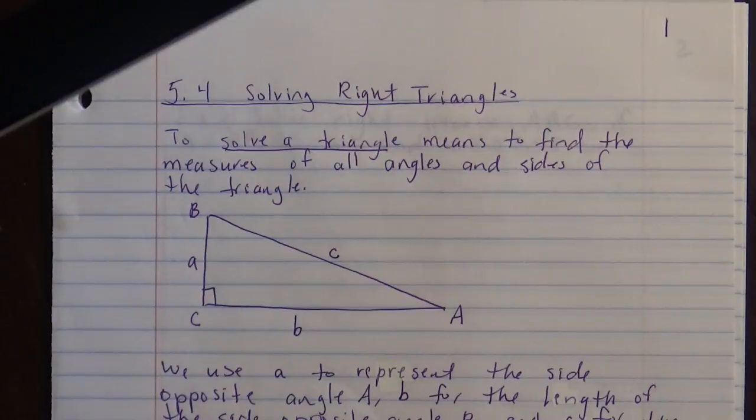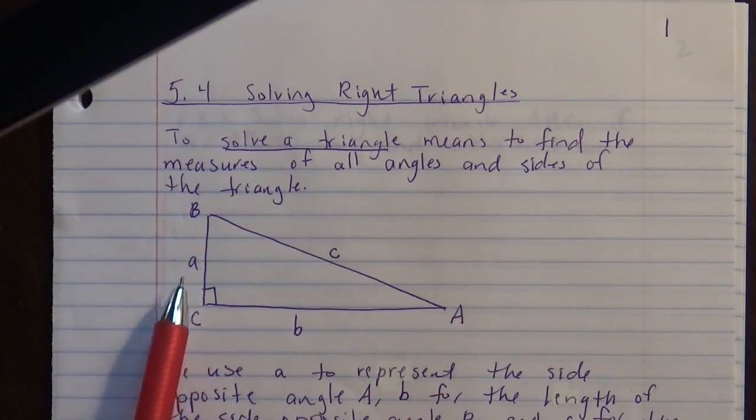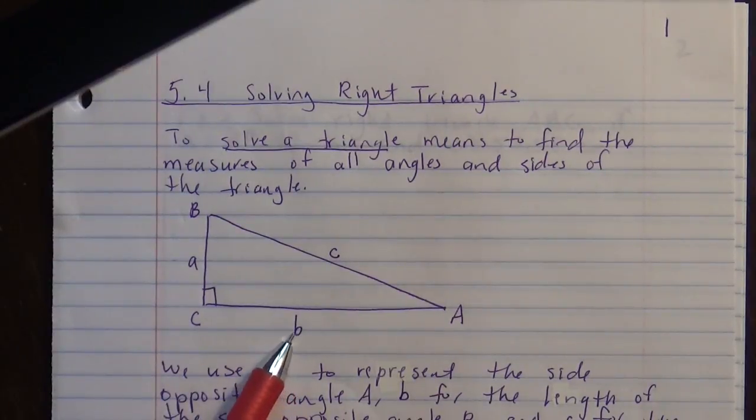We'll use a lowercase a to represent the side opposite from angle A. So here, if this is angle A, side a is here. The length of the side opposite angle B is side b, so lowercase b is the side opposite from the angle B. And lowercase c represents the hypotenuse, and of course capital C is going to be the 90-degree angle.